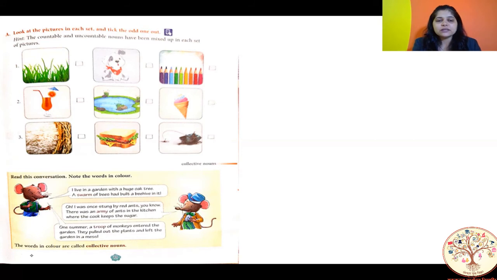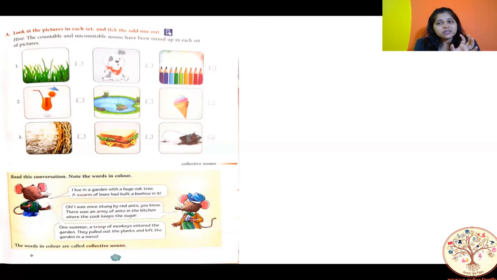Oh, I was once stung by red ants. You know, there was an army of ants in the kitchen where the cook keeps the sugar. One summer, a troop of monkeys entered the garden. They pulled out the plants and left the garden in a mess. Now, the words in colors are called collective nouns. Here, what do you mean by collective noun?